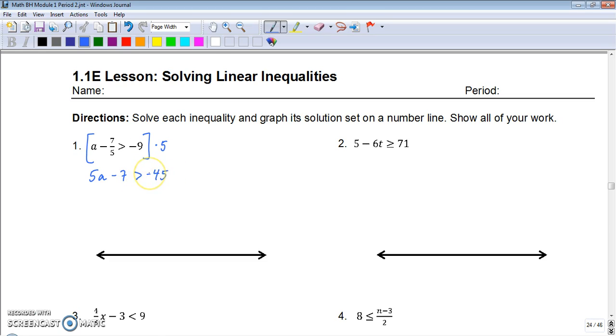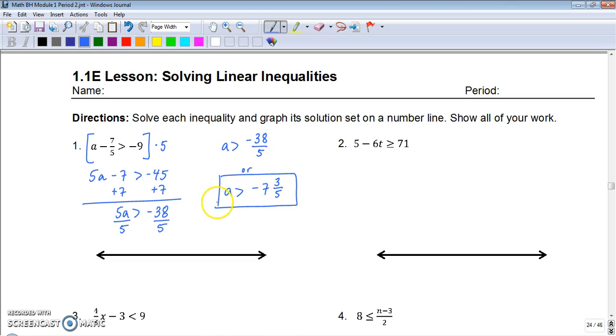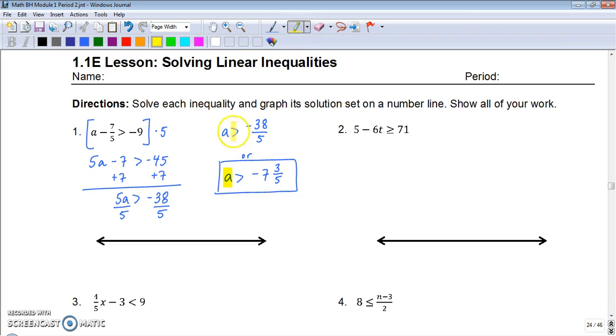We get 5a minus 7 is greater than negative 45. We'll use the additive inverse to add 7 to both sides. We get 5a is greater than negative 38. And we use the multiplicative inverse to multiply both sides by 1/5 or divide by 5. And we get a is greater than negative 38 over 5, or we could write it as a is greater than negative 7 3/5. Since we're going to graph, the mixed number might be easier. You want to make sure when you're solving these that your variable is on the left side for your final answer. That's required. It also helps with graphing.